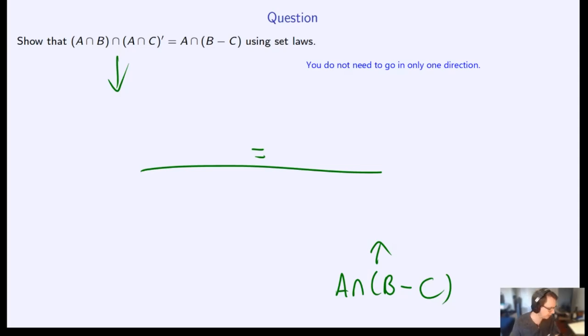So before we move on, are there any questions about set laws or the entire purpose of set laws and why we have them?